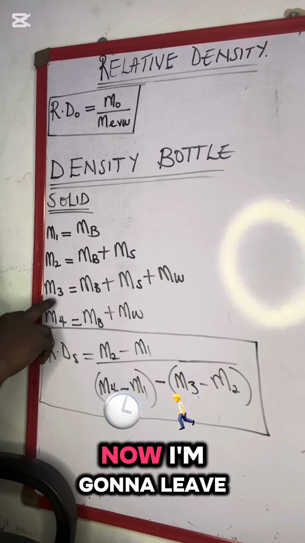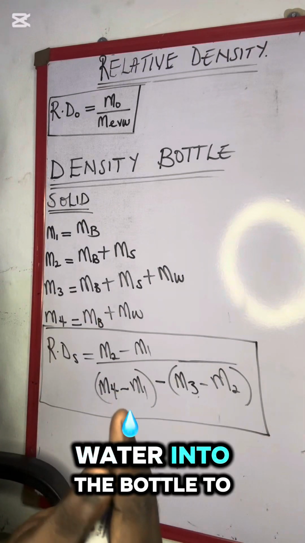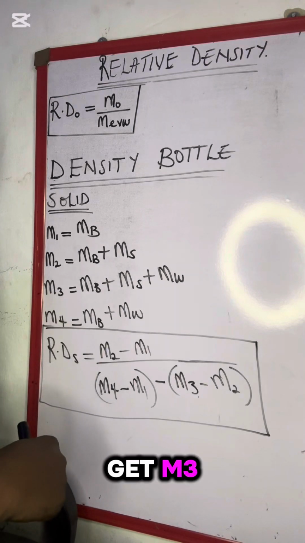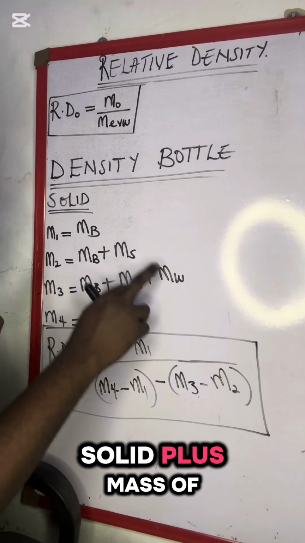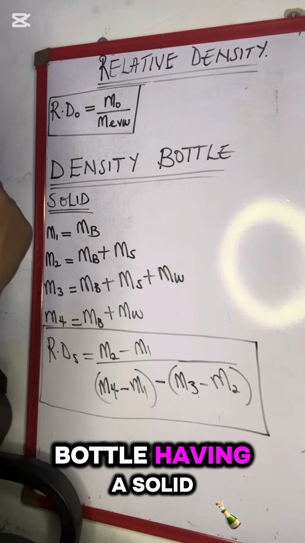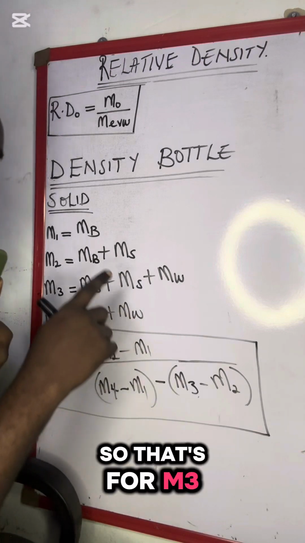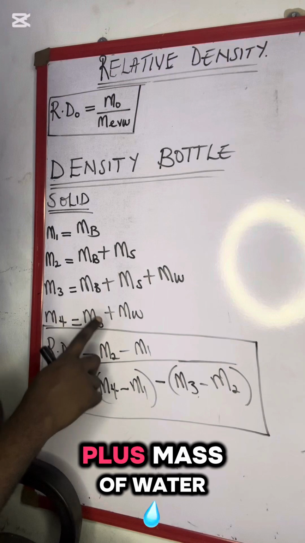meaning I put the solid inside the bottle. Now I'm going to leave the solid in the bottle, and I'm going to pour water into the bottle to get M3. So M3 is going to be mass of the bottle plus mass of solid plus mass of the water that I poured into the bottle, having a solid in it. So that's for M3. And now M4 becomes mass of the bottle plus mass of water.